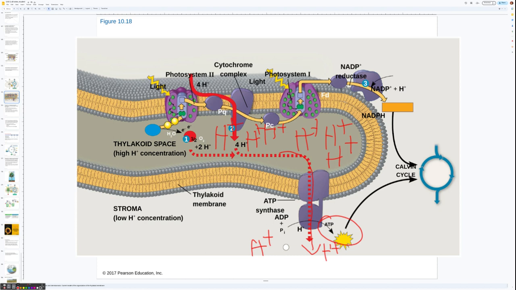Okay. So we excited that electron. We liberated it from water. We excited it. And as it was passed from one carrier to the next, it pumped those H pluses inside. They flew back down their concentration gradient. And as they did so, they generated ATP. Yeah, that's that chemiosmosis that we've already been talking about from cell respiration.